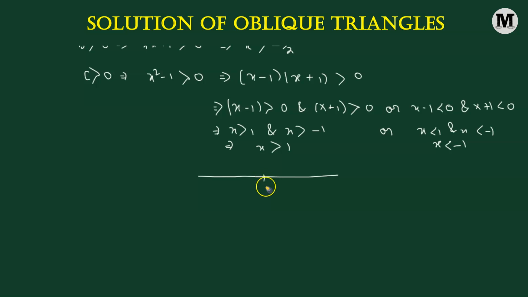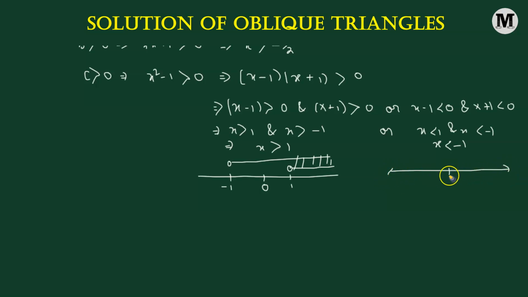So using a number line, here we have 0, we have positive 1 and we have negative 1. So x greater than 1 means we're considering all the values to the right of 1. And x greater than negative 1 means we're considering all the numbers to the right of negative 1. So this is the common intersection. Hence, combining it, we are saying x is greater than 1. This is going to be similarly true for the other case.